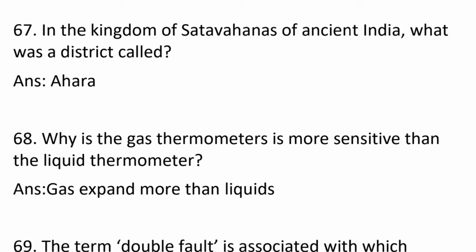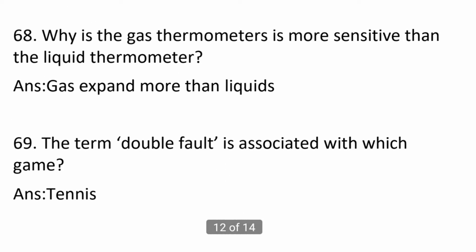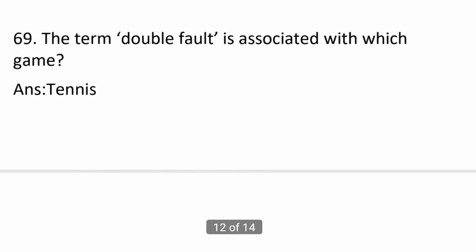In the kingdom of the Satavahanas of ancient India, what was the district called? Ahara. Why is the gas thermometer more sensitive than the liquid thermometer? Gases expand more than liquids. The term double fault is associated with which game? Tennis.